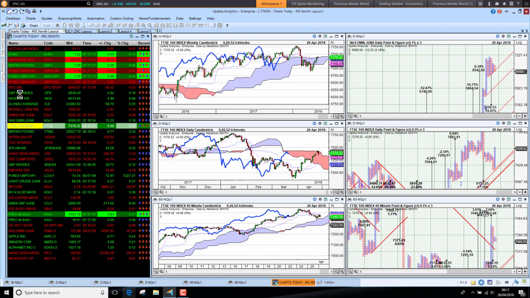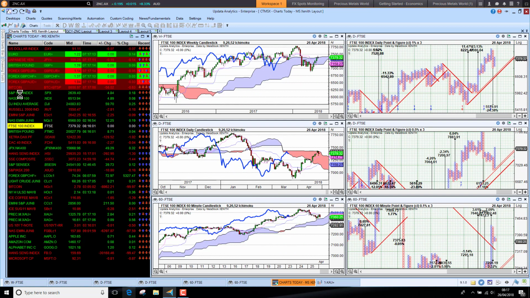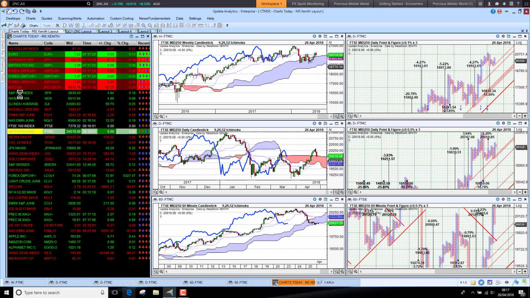The FTSE 100 has had little change this morning. Market's just opening in a moment, and the FTSE 250 again is just sitting on the cloud short term, so looking slightly better than the US market, which is unusual.